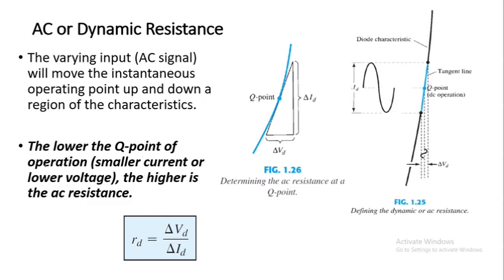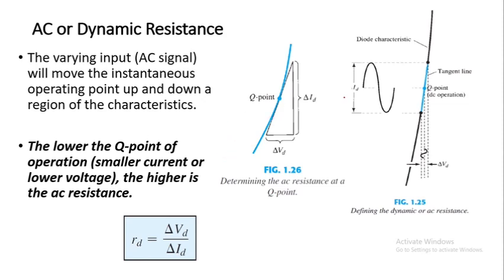Now again, the lower the Q point of operation, that means smaller current or lower voltages, the higher is the AC resistance. This is similar to the DC resistance, that is, if you bias the diode in the low region, we will have higher resistance.